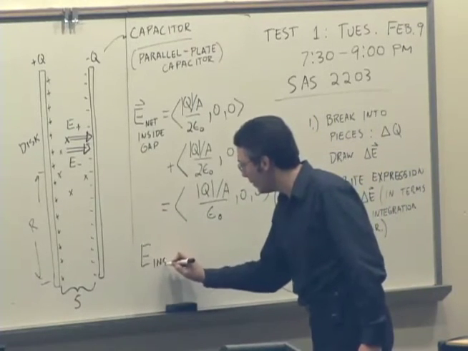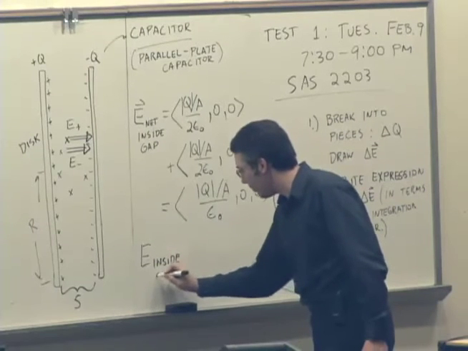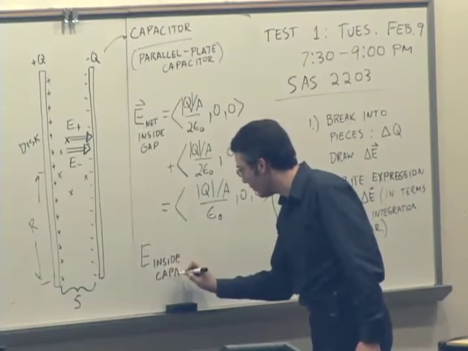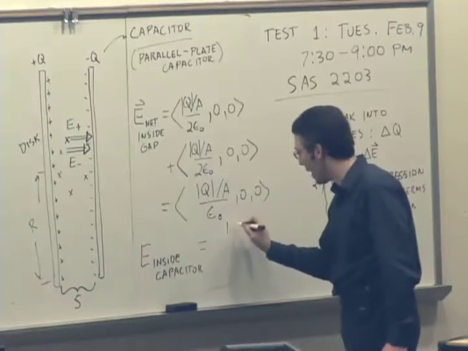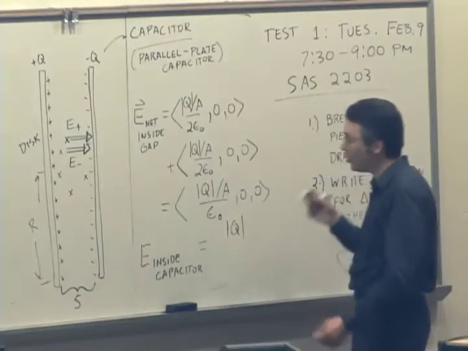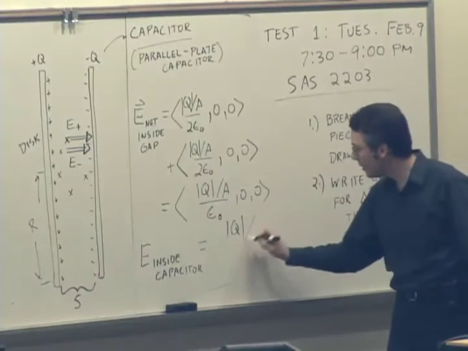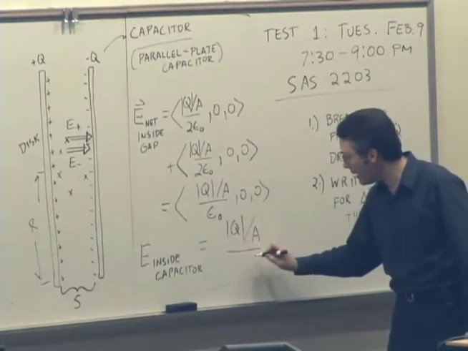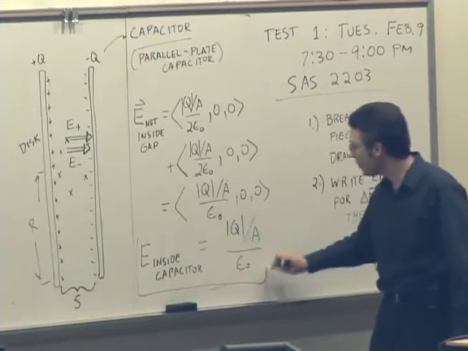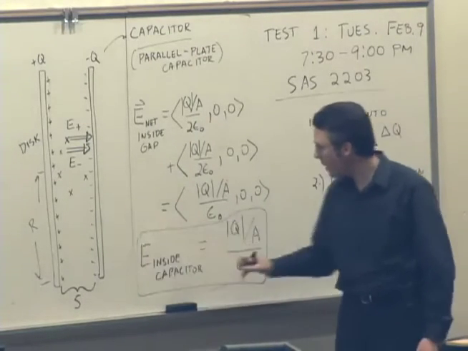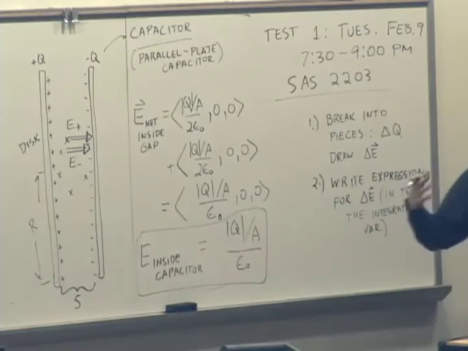Inside a parallel plate capacitor, the magnitude of the electric field is just the magnitude of the charge on one plate divided by the area of one plate divided by the constant. Okay, so it's important here to realize this Q is the charge of one plate.